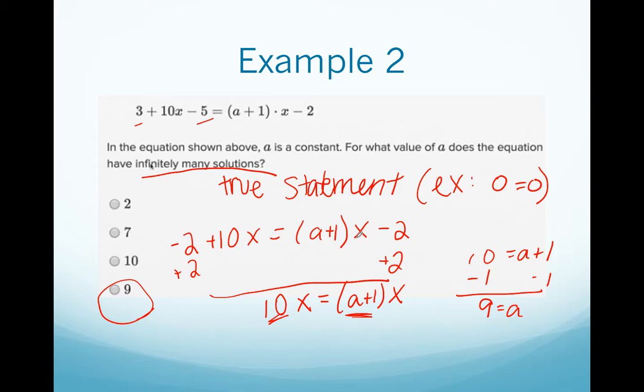This one, again, was a little trickier. If you remembered that infinitely many solutions means that your variable term is going to disappear and that you're left with a true statement, that's kind of the key piece here. You then could try your answer choices to see what would work.